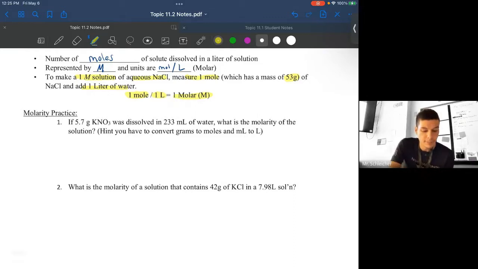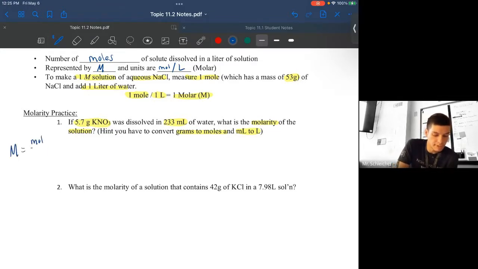So, for example, if 5.7 grams of KNO3 was dissolved in 233 milliliters of water, what is the molarity of the solution? And here's a hint. You might have to convert from grams to moles and from milliliters to liters first. These are required. You can't have any other units. It has to be moles and it has to be liters. Okay, so we know our molarity equation is molarity, or capital M, is equal to moles divided by liters. So let's figure out how many moles we have, and let's figure out how many liters we have.